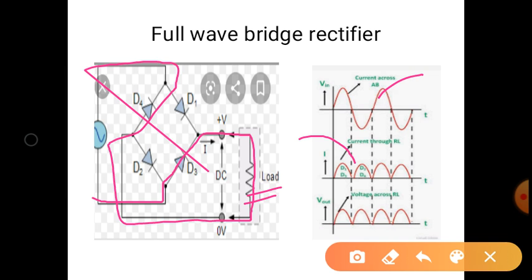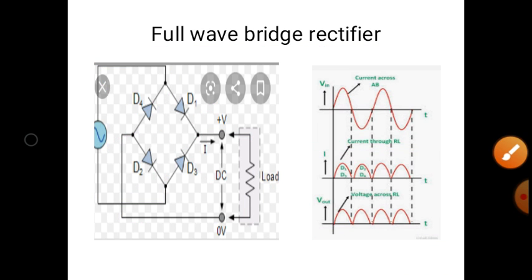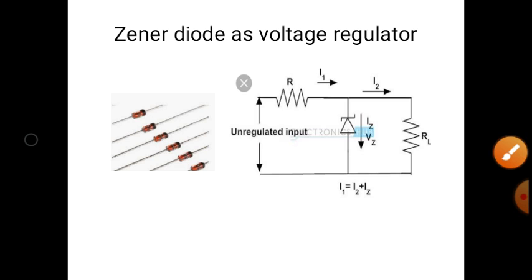Again the positive half cycle will come. Under the positive half cycle, diodes D1 and D2 will be in forward bias condition. Again in case of the negative half cycle, D4 and D3 will be in forward bias condition. So this is the output voltage appearing across this load resistance when it is connected to a full wave bridge rectifier circuit. Moving to the next concept, it is the Zener diode as a voltage regulator.